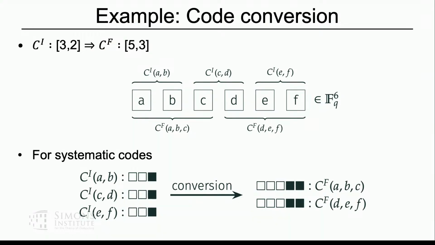So if the initial and final partitions are like this, and using systematic codes for the visualization, this is how the initial configuration will look. So we will have 3 code words, this 3-2 code, and after conversion, it should look like this. So we will have 2 code words of a 5-3 code. And these are the partitions as specified: A, B, C, D, E, F here, and A, B, C, D, and E, F here.